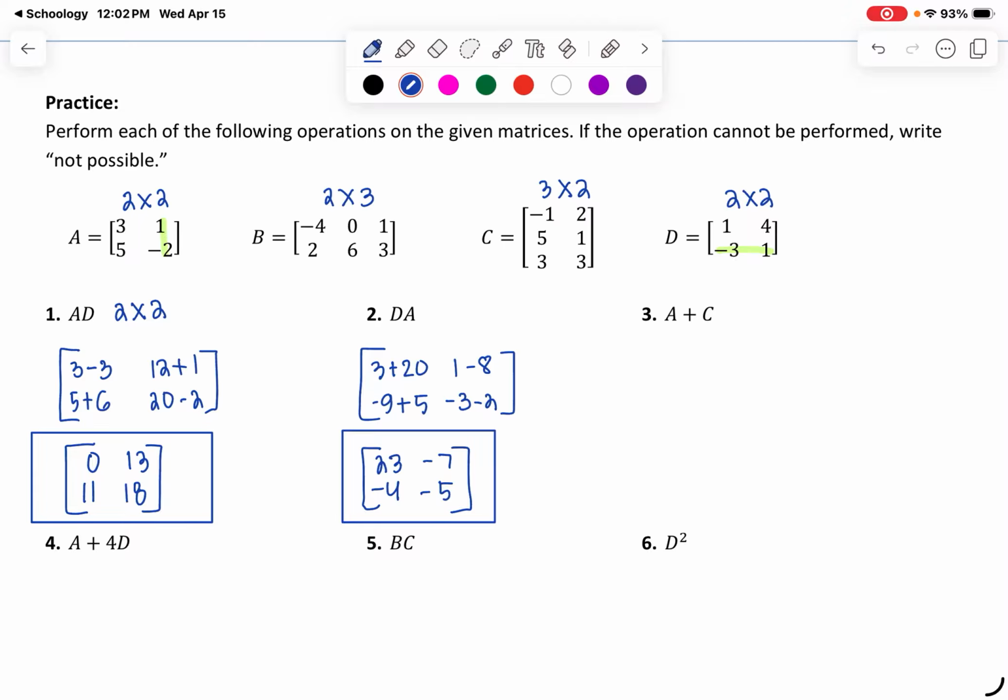All right, I'm going to do A plus C, okay? So in order to add two matrices, they have to have the same dimensions. A is a 2 by 2, C is a 3 by 2, so this is not possible.